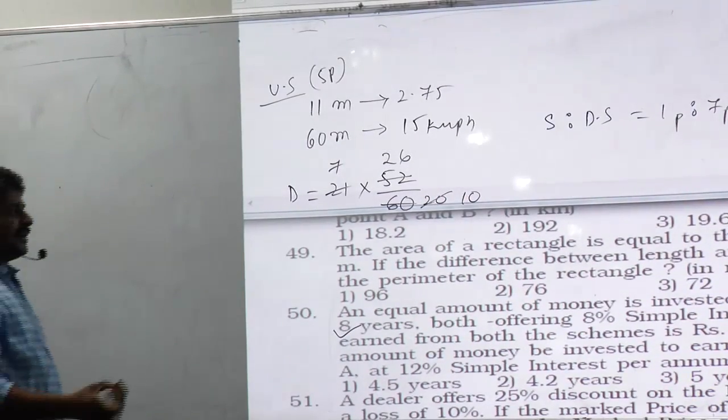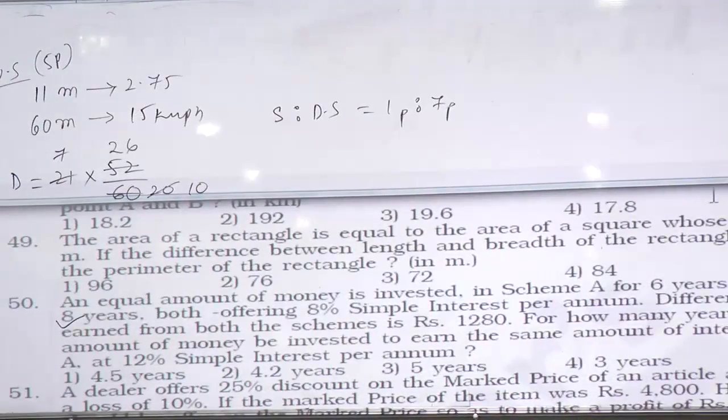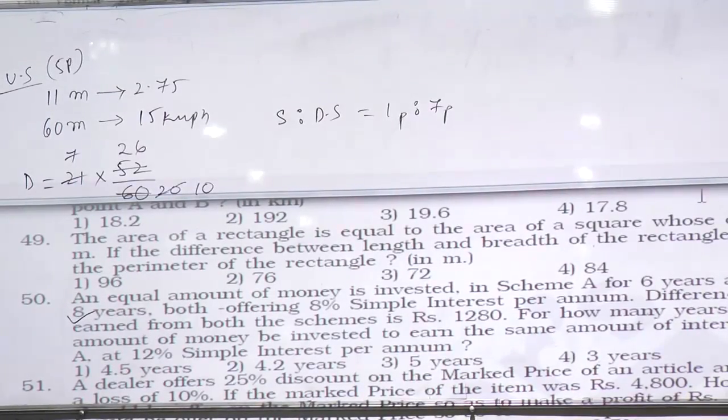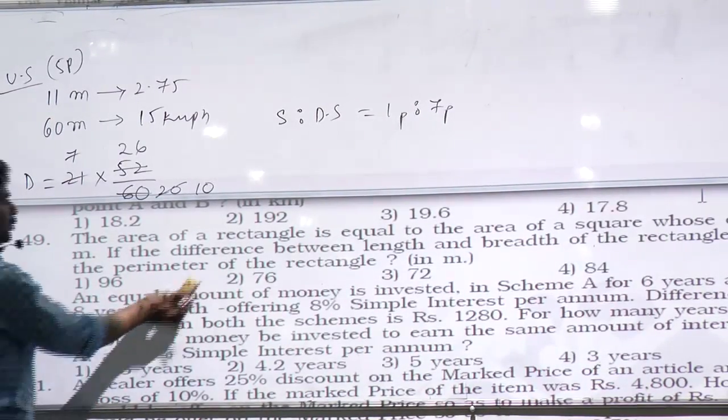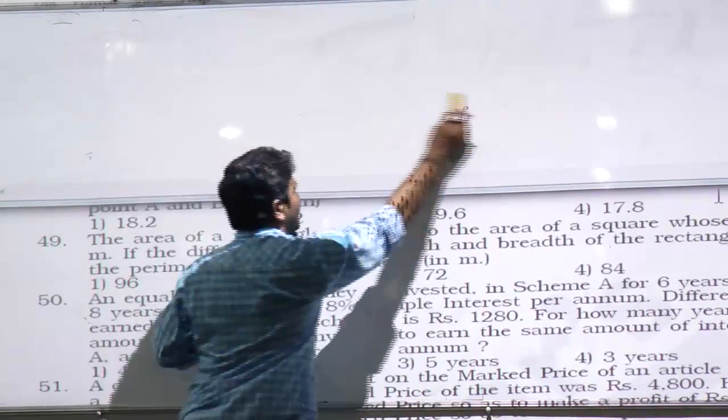The area of the rectangle is equal to the area of the square whose diagonal is 12√6 meters. If the difference between length and breadth of a rectangle is 6, what is the perimeter of the rectangle? Perimeter of the rectangle is 2 into L plus B. Now you need to know length and breadth separate values. You know the difference is 6.